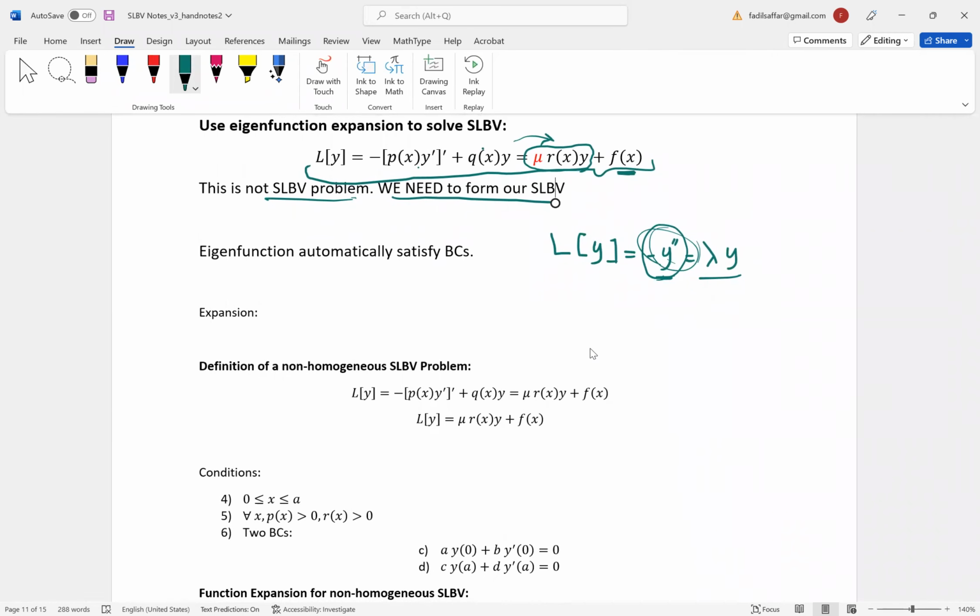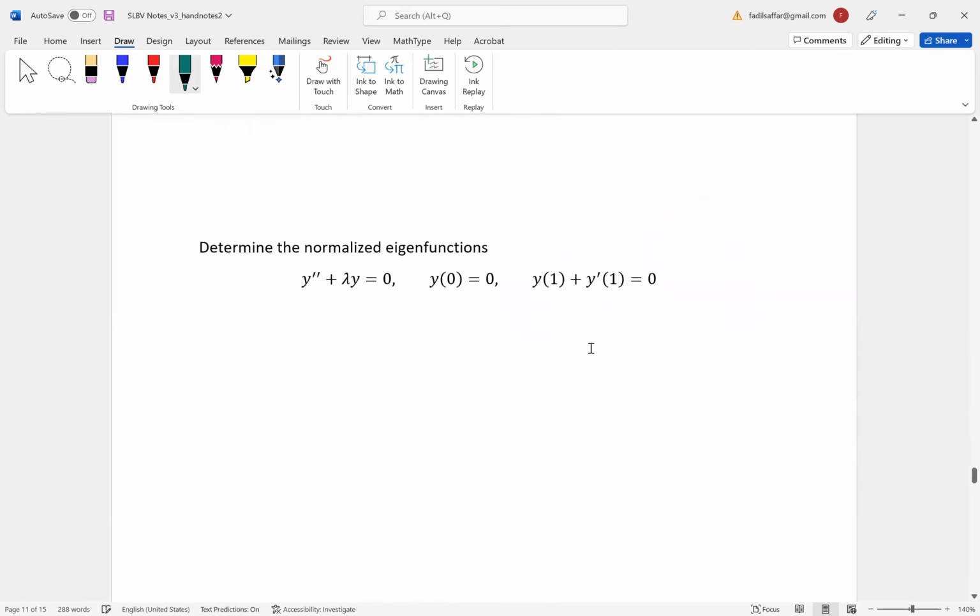And I just want to highlight one of the main reasons for doing this and expanding a function in terms of eigenfunctions: our eigenfunction automatically satisfies the boundary conditions. And that's the main advantage. Once we write it in this form, it's just like a power series or a Fourier series or a Taylor series, but it's expanded in terms of eigenfunctions, and those eigenfunctions satisfy the boundary conditions, and we do not really need to change anything, except that we need to find these values here. Let's have an example.